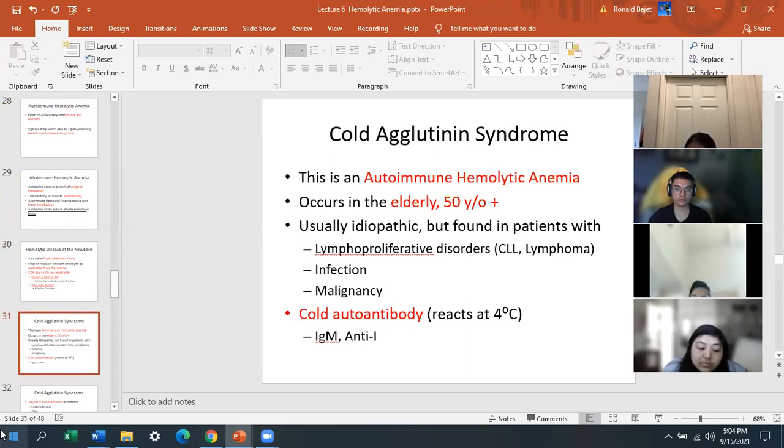Okay. Cold agglutinin syndrome. Now we're getting into autoimmune hemolytic anemia. This is where you have antibodies against yourself. In cold agglutinin hemolytic anemia, the patients are usually 50 years of age or older. And this condition takes place in patients with CLL, chronic lymphocytic leukemia, lymphoma, infection, and malignancy. And it's a cold autoantibody. The type of antibody is an IgM, and it's an anti-I antibody. These antibodies are active at colder temperatures.